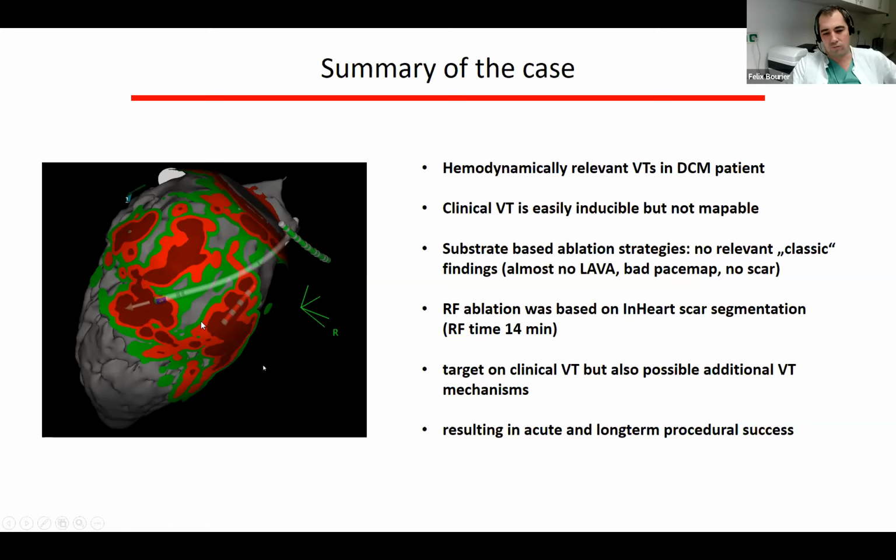And we targeted this RF energy not only on the assumed relevant area of the VT, but also on other possible isthmuses, as you've seen on the segmentation and on the corresponding RF lesions in CARTO. And finally, that resulted in acute and long-term procedural success. That's from my side, and I'm interested in hearing your questions.